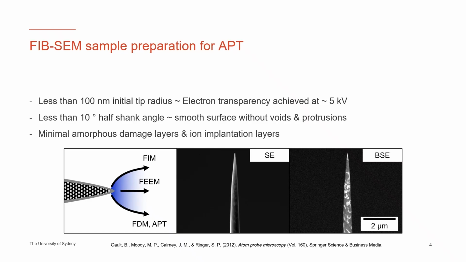Generally, a tip radius of less than 100 nanometers is desirable, and this can be measured during the preparation process or by achieving electron transparency at around 5 kV electron beams. For most materials, a shank angle of less than 10 degrees is desired too, and the sample has to have a smooth surface that is free of any voids or protrusions. Finally, it is necessary to retain a minimal amorphous damage layer and minimize ion implantation to keep the sample in its original condition.